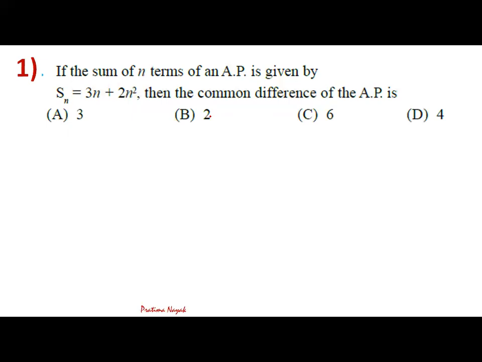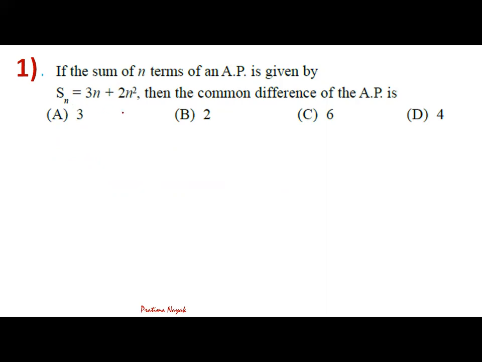First question: if the sum of n terms of an AP is given by Sn equals 3n plus 2n square, then the common difference of the AP is 3, 2, 6, 4. So how to do this question? Here I will first do it by the traditional method, then I'll give you a clue or a short method.